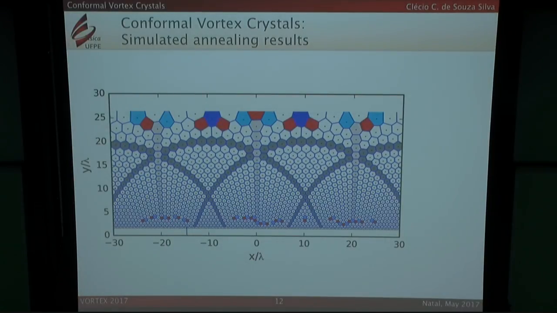That's what we did. We did minimization via simulated annealing using a molecular dynamics simulation. And this is one of the configurations that we get. You see that the vortices form this nice arch-like structure. These hexagons here are Voronoi constructions. And you see that most of the sample is free of defects. Defects simply accumulate at the boundaries of the sample.